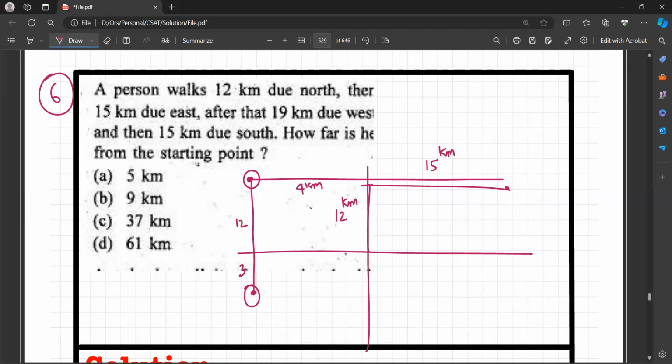How far is he from the starting point? So this will be the distance from the starting point. This is 3, this is 4, this has to be 5. So the answer will be 5 kilometers. Got it? Let us proceed to the next problem. That is question number 7.